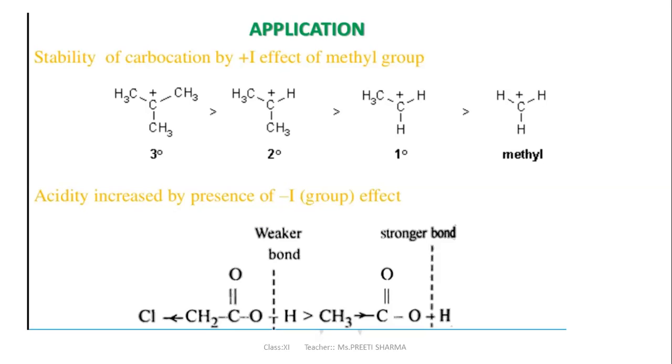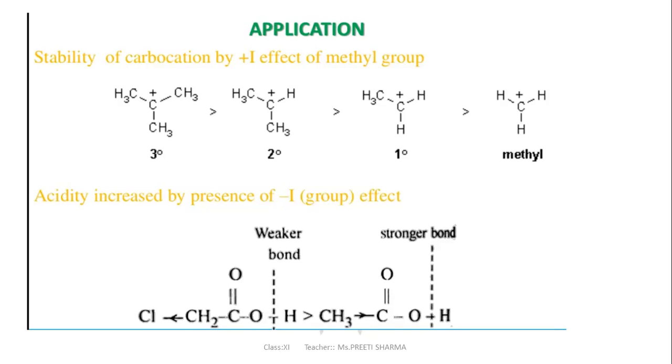जब हमारे पास कोई भी उसके साथ एक विड्रॉइंग ग्रुप अटैच होगा, लालची ग्रुप अटैच होगा, राइट? जितना ज्यादा विड्रॉइंग ग्रुप अटैच होगा वो जल्दी से H आइंस को रिलीज करेगा, और जितनी जल्दी H आइंस रिलीज होंगे एसिडिक कैरेक्टर बढ़ेगा. The same way, if donating group is present with the molecule, it will increase the electron density on carbon atom and OH bond will be stronger. वो dissociate नहीं होगा, right? It will remain intact only, and the acidic character decreases.